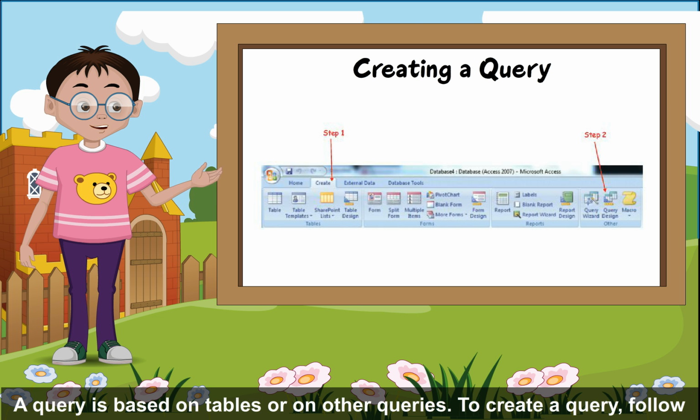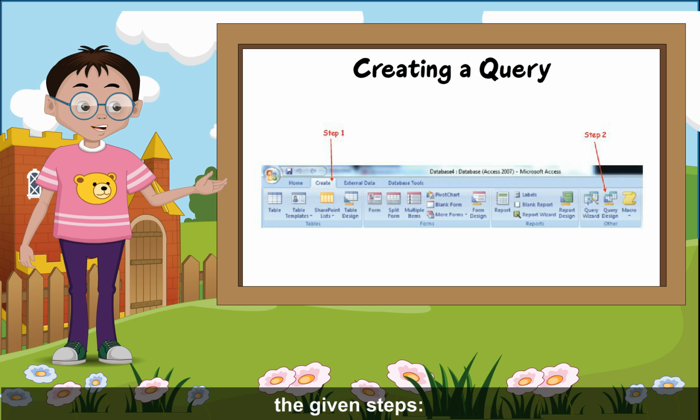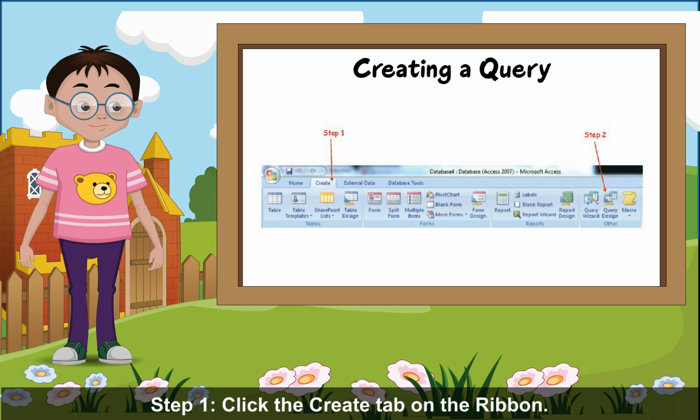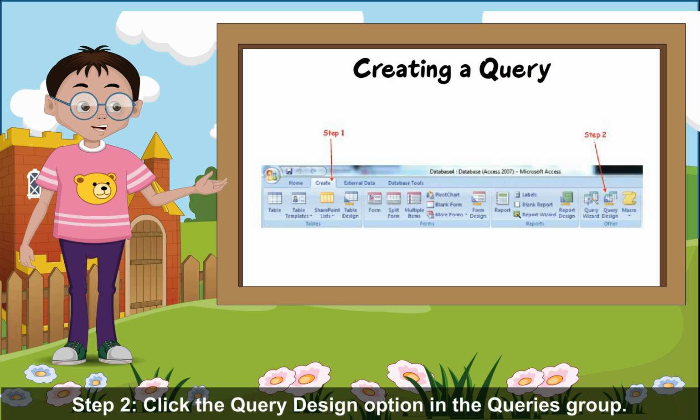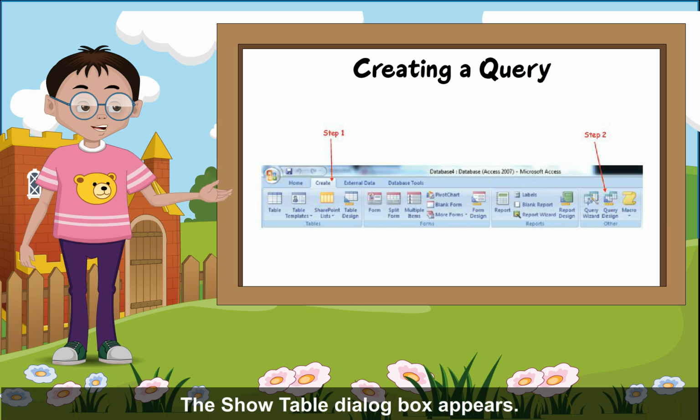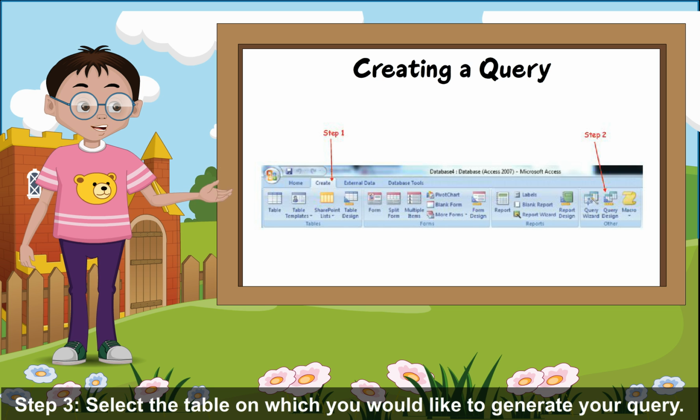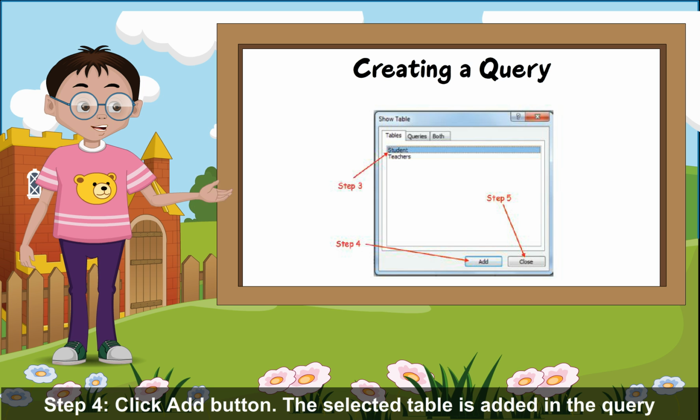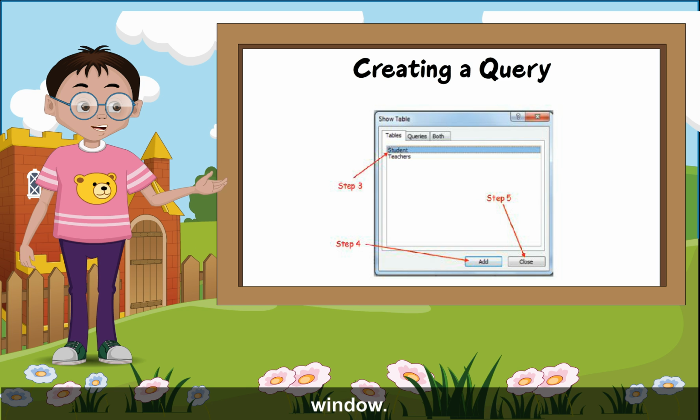Creating a query. A query is based on tables or on other queries. To create a query, follow the given steps. Step 1. Click the Create tab on the ribbon. Step 2. Click the Query Design option in the Queries group. The Show Table dialog box appears. Step 3. Select the table on which you would like to generate your query. Step 4. Click the Add button. The selected table is added in the Query window. Step 5. Click the Close button.